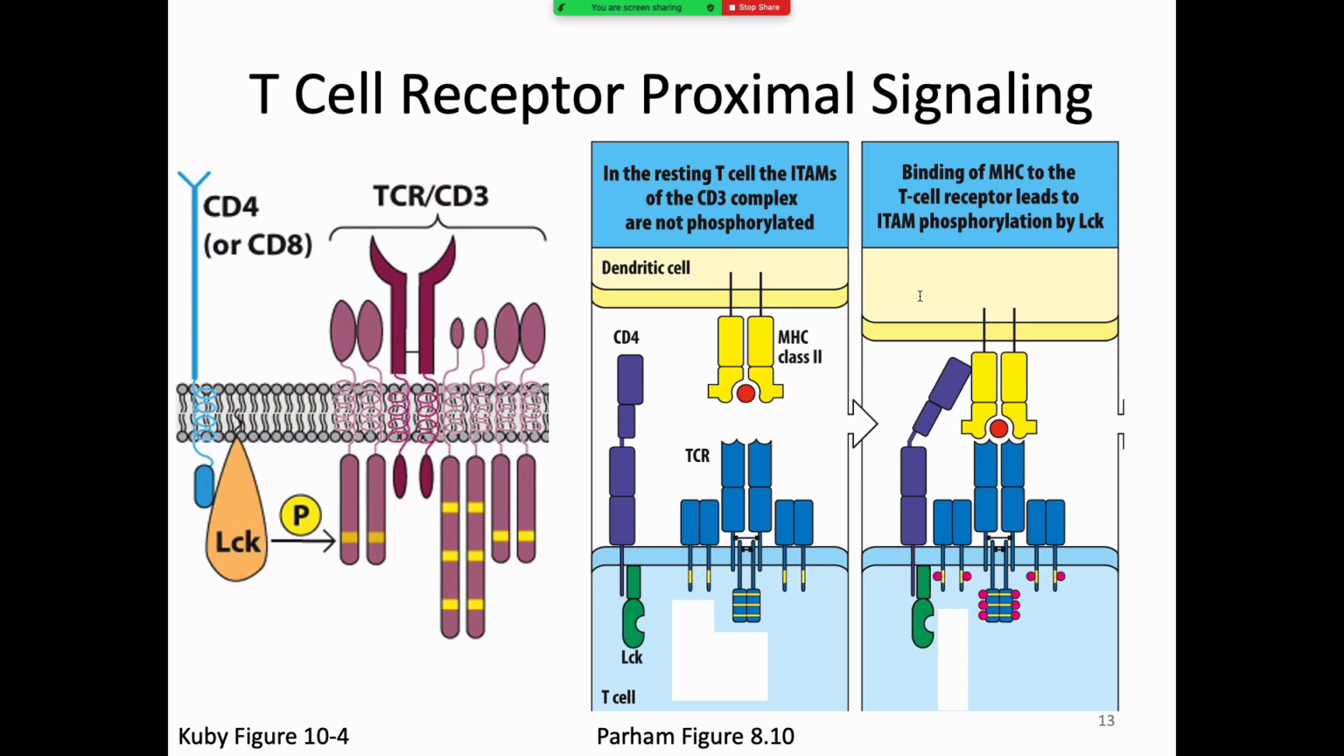Previously, we had some ITAMs, which are here as the yellow rectangles, that didn't have anything on them. Now, we have ITAMs with phosphates on them.